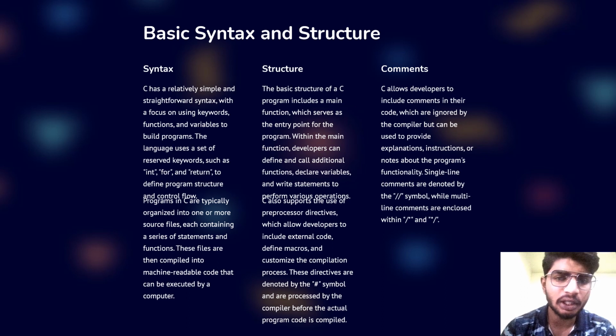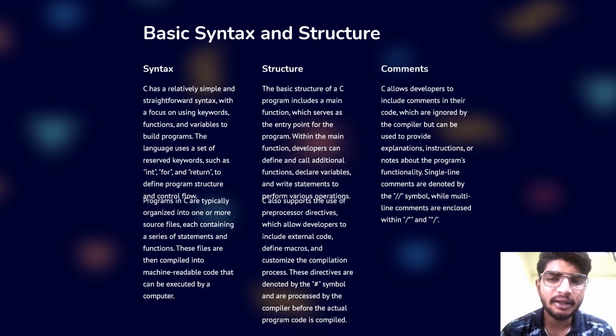Structure. The basic structure of a C program includes a main function, which serves as the entry point for the program. Within the main function, developers can define and call additional functions, define variables, and write statements to perform various operations. C also supports preprocessor directives, which allow developers to include external code, and define and customize the compilation process.